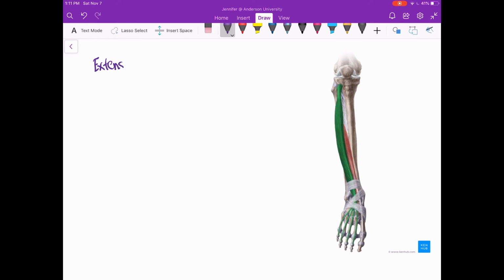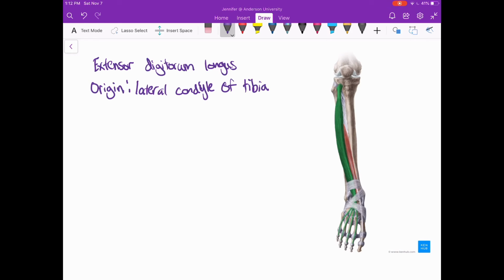Next, we have the extensor digitorum longus. So the name is pretty descriptive. It extends the digits or your toes. It is on the anterolateral surface of the leg. That's where it's located, and it's lateral to the tibialis anterior.